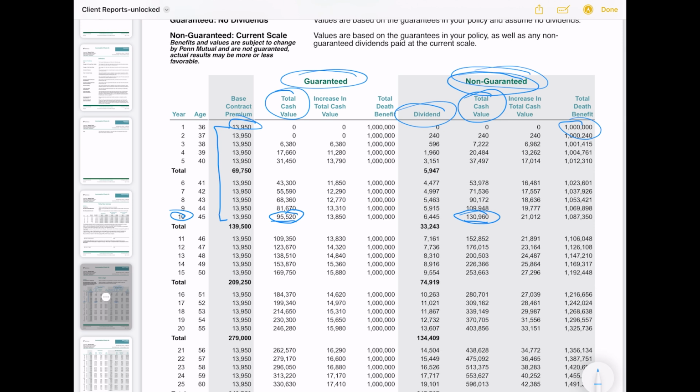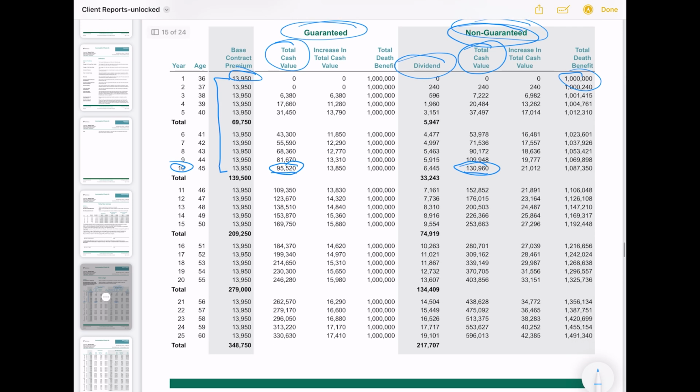But as time goes on, the gap between non-guaranteed and guaranteed cash value is going to grow. If we go out to year 15, for example, we now have $169,000 or almost $170,000 in guaranteed cash value, but we have almost $254,000 of total cash value, a lot of which is non-guaranteed cash value. So we are seeing a gap grow between the guaranteed cash and the non-guaranteed cash. And that means we have greater capacity to withdraw money from the policy when we want to, or if we want to, versus just taking a loan.